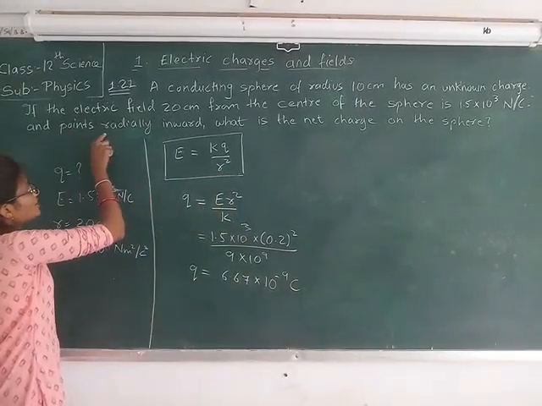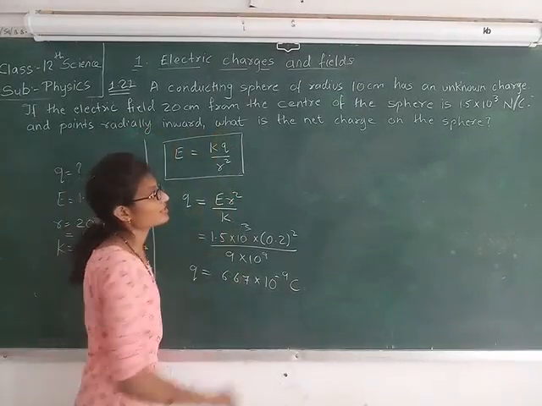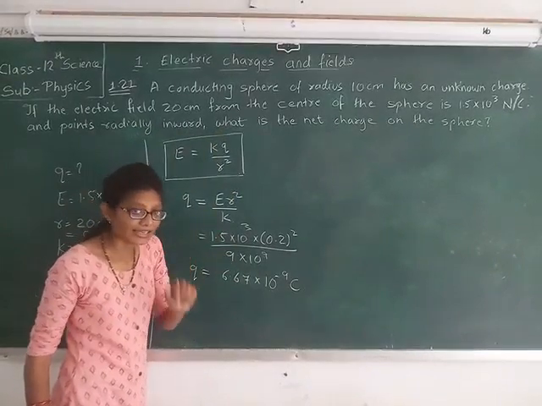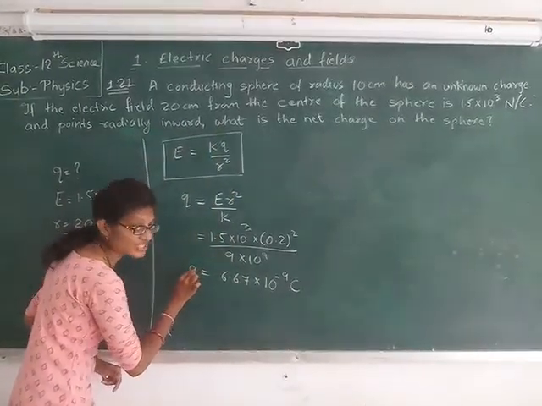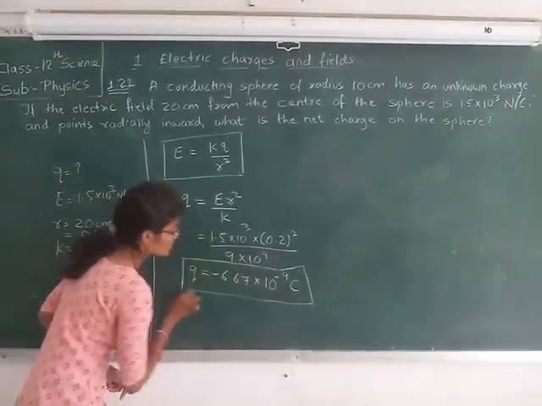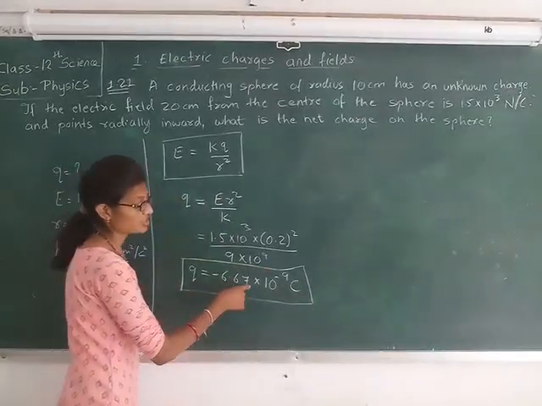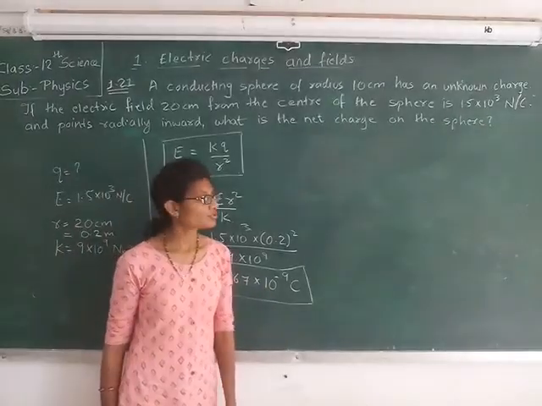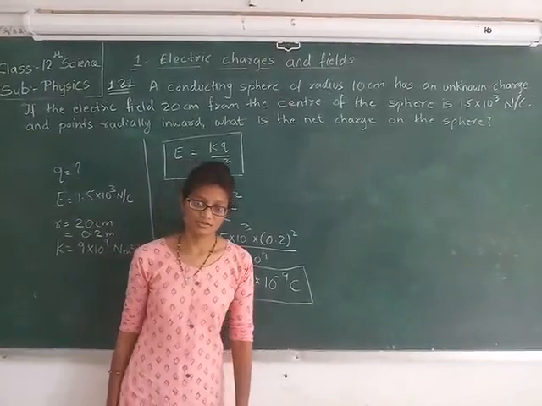What is given over here? It points radially inwards, which is about the electric field. The electric field is pointing radially inwards. That means this charge is a negative charge. So we can say Q equals minus 6.67 into 10 raised to minus 9 Coulomb. So students, you may note down this numerical.